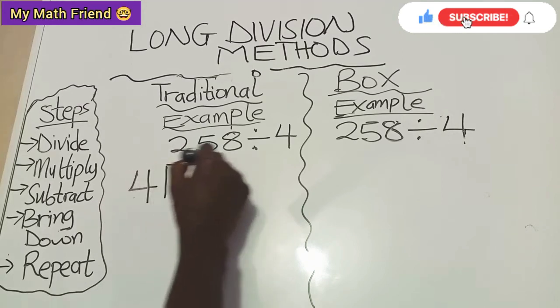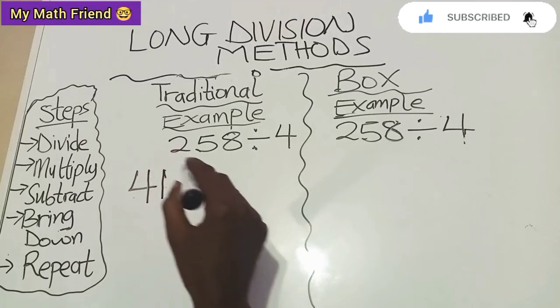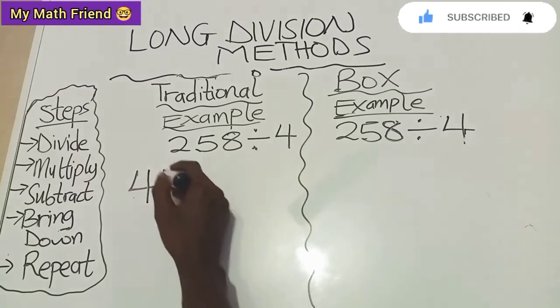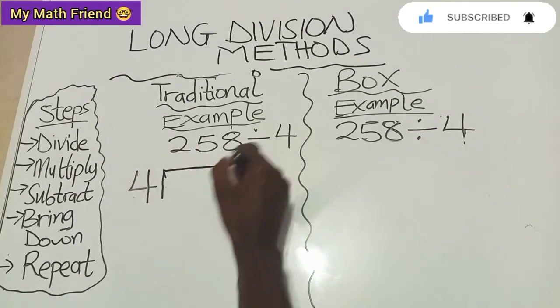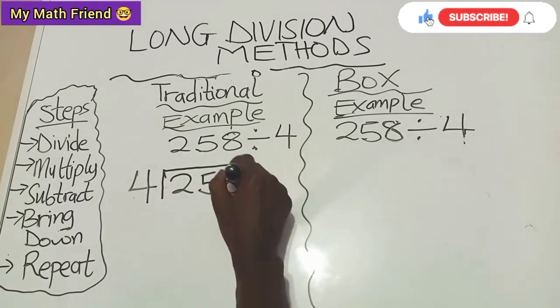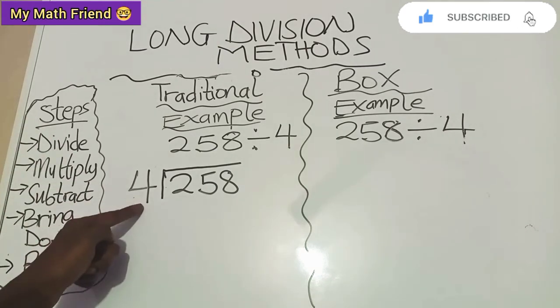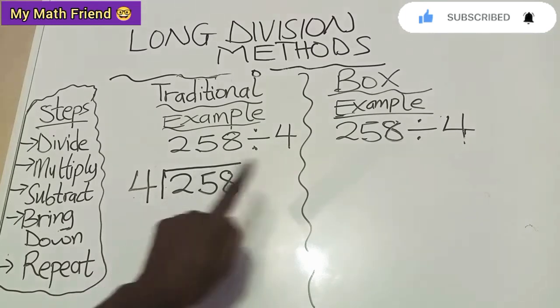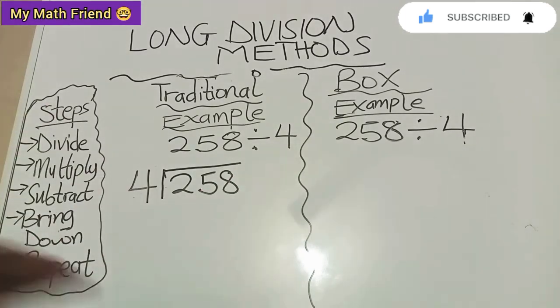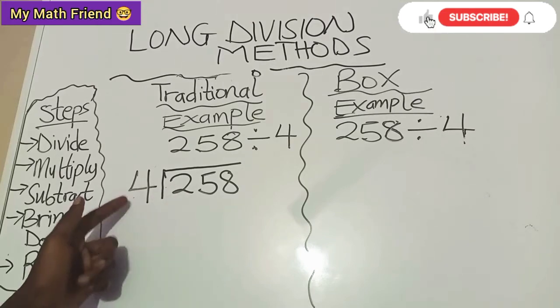And then your dividend, you leave a little bit of space on top there. So your dividend comes inside this way. Very good. What we are saying is, how many times can 4, the divisor, go into the dividend, 258? Now you take it digit by digit. So the first digit is 2. 4 times what gives you 2?